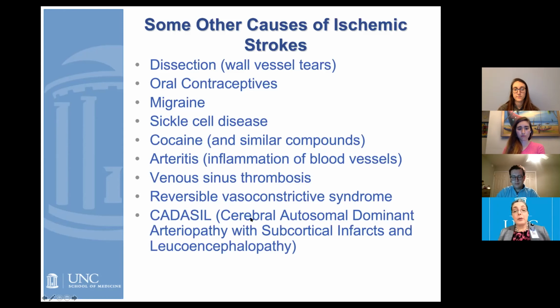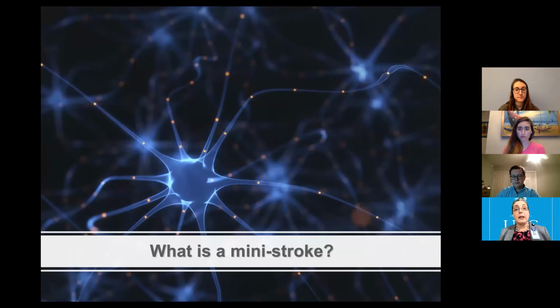And then there is this rare condition called CADASIL, which is the cerebral autosomal dominant arteriopathy with subcortical infarcts and leukoencephalopathy. First described in about the 50s. This is a condition that's inherited. There's a specific gene associated with this. And these are patients who typically present in a family with recurrent episodes of stroke over time. They tend to have very small strokes, the lacuna type I mentioned, and a very strong association with migraine. So these are some of the things that can lead to stroke.